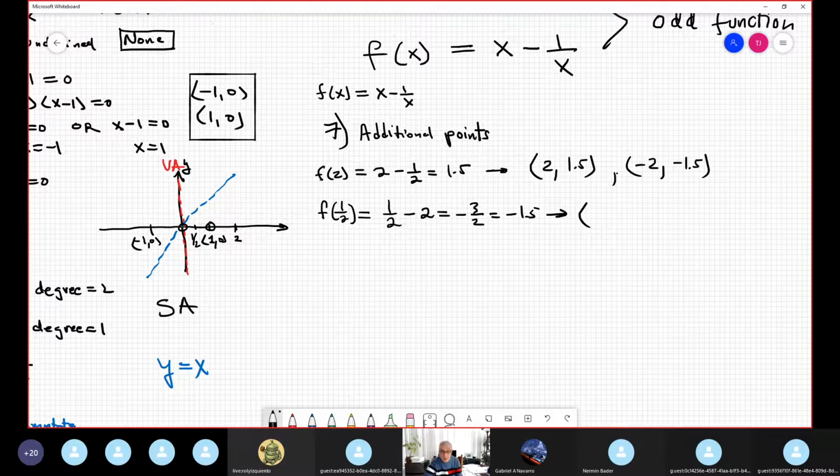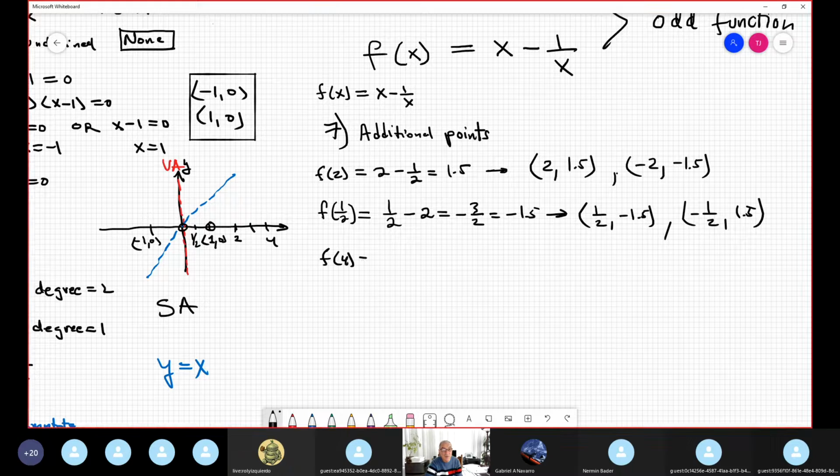And the point is 1/2, -1.5. And the other point is -1/2, +1.5. Yeah, curiosity. This is the minimum points we need, because actually we have 4 points: 1, 2, 3, 4. See, we have more. Okay, let's do one more. I select 4, totally arbitrary.